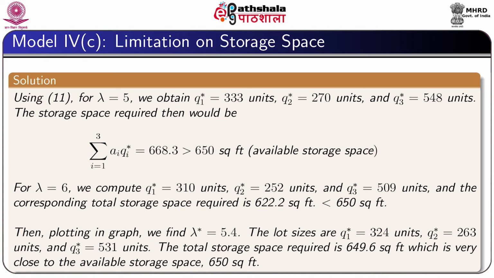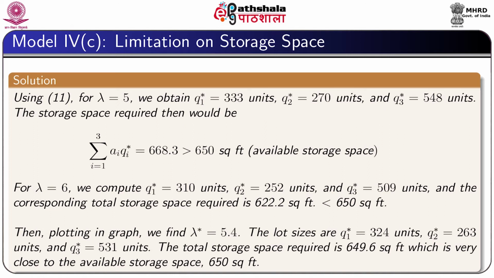Then using equation 11, we can obtain for lambda equal to 5, Q1 star equal to 333 units, Q2 star equal to 270 units and Q3 star equal to 548 units. The storage space required is then summation Ai Qi star, where i varies from 1 up to 3. This sum is equal to 668.3, which is more than 650 square feet, the available storage space. Now, for lambda equal to 6, we compute Q1 star equal to 310 units, Q2 star equal to 252 units and Q3 star equal to 509 units. The corresponding total storage space is 622.2 square feet, which is less than the 650 available storage space.